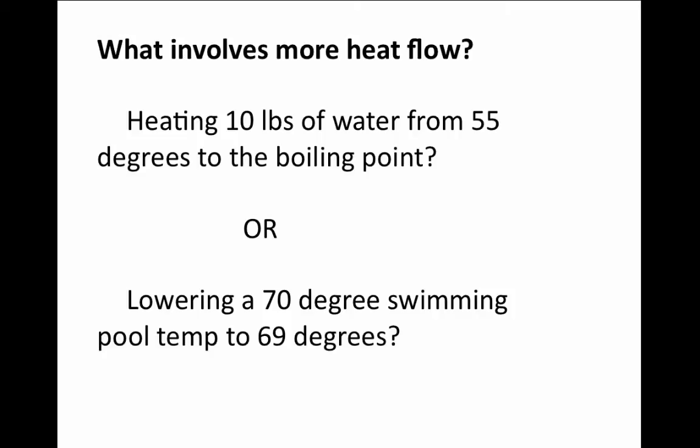Which involves more heat flow? Heating 10 pounds of water from 55 degrees to the boiling point, which is 212. Now, that's quite hot. You burn yourself very easily at 212 degrees Fahrenheit. It wouldn't take very long to burn yourself with that kind of temperature. So it seems like there's a lot of heat there, heating 10 pounds of water from 55 degrees to the boiling point. Or is there more energy involved in lowering a 70-degree swimming pool to 69 degrees?